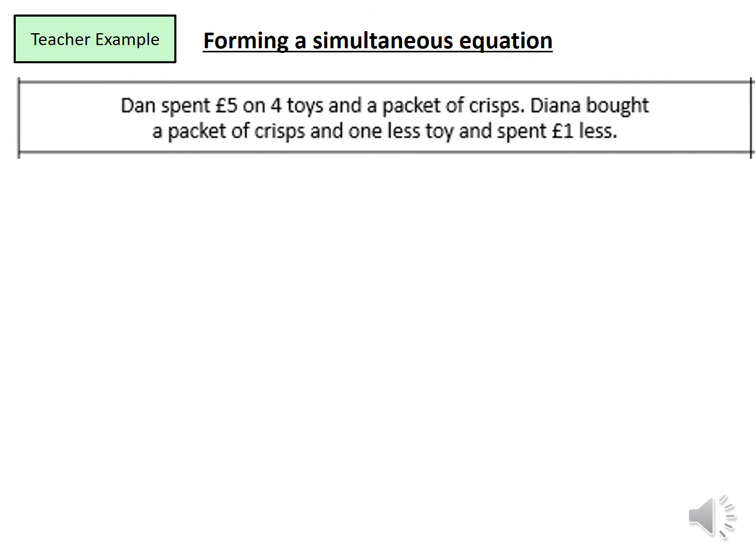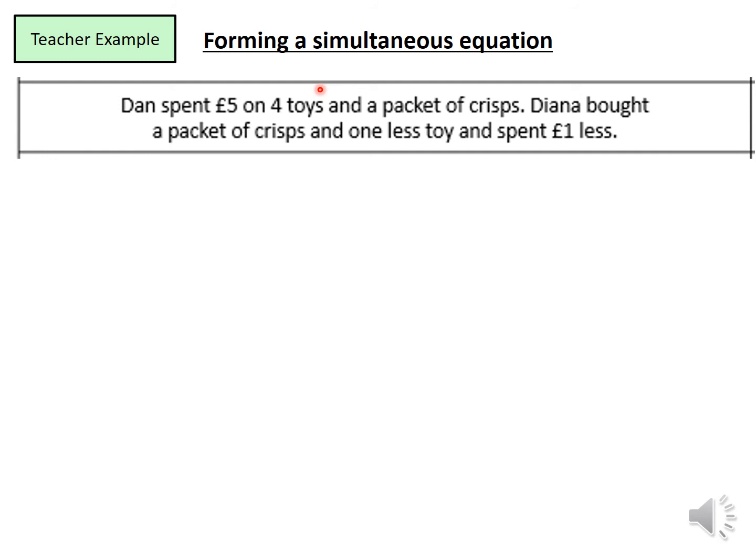Okay, next example. Now it says, Dan spent £5 on 4 toys and a packet of crisps. Diana bought a packet of crisps and one less toy and spent £1 less. Okay, so I'm going to form my equations first.